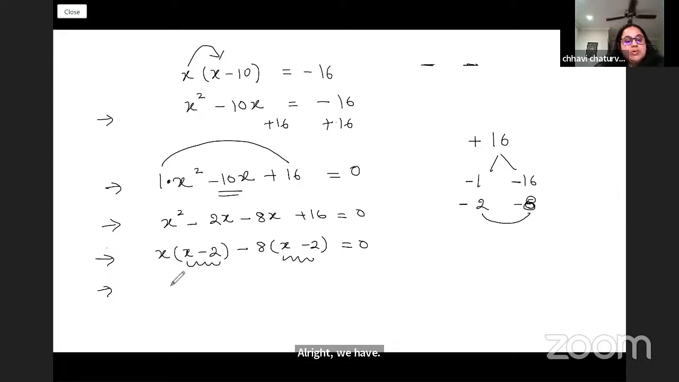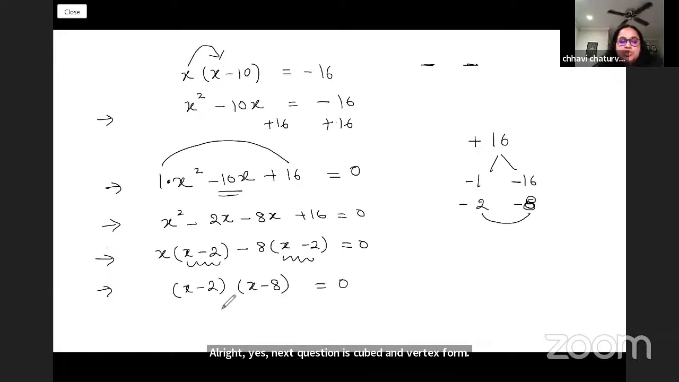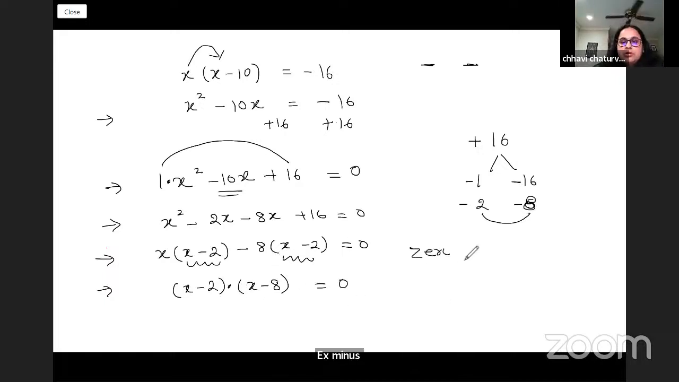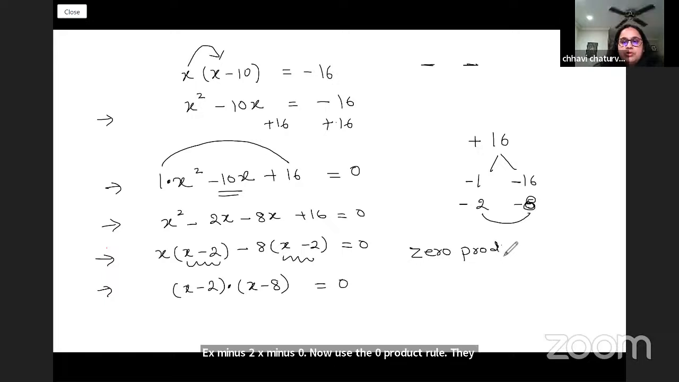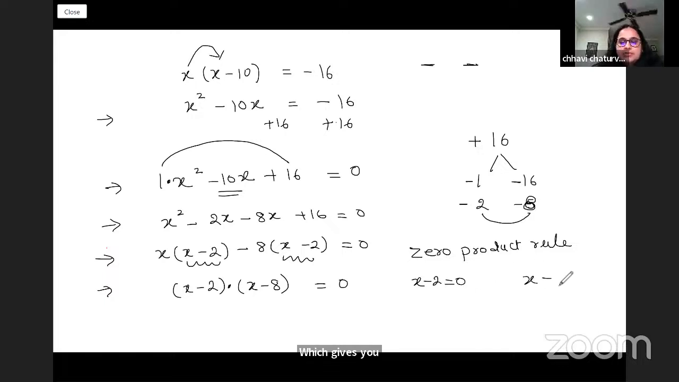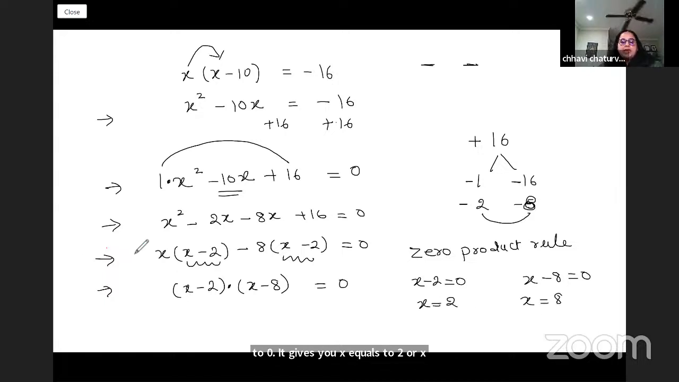All right, yes, next questions, cubed and vertex form. x minus 2, x minus 8. Now use the zero product rule, which gives you x minus 2 equals 0, x minus 8 equals 0, which gives you x equals 2 or x equals 8.